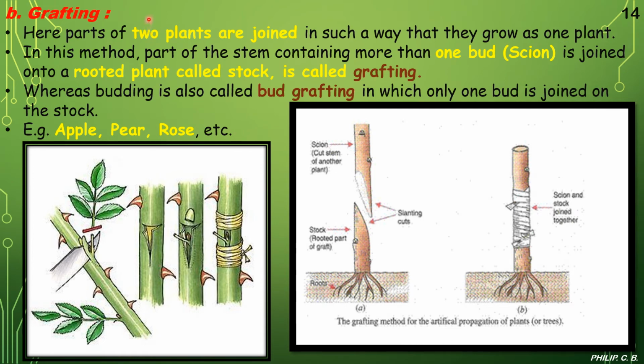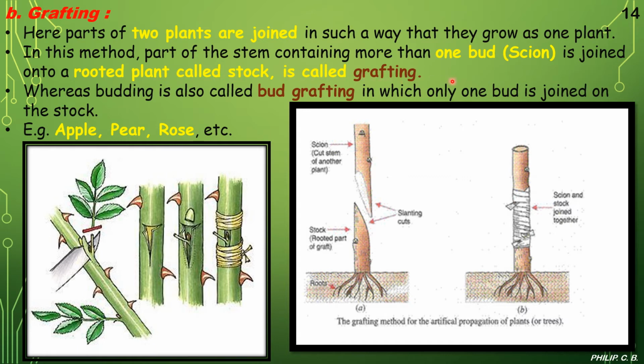Now second type is grafting. Here, as the name grafting, two different parts are grafted and made into a new species. So first point, here parts of two plants are joined in such a way that they grow as a single plant or one plant. So two parts of the plant is taken and joined. By joining them, new plant species is formed. In this method, part of the stem containing more than one bud, that is scion, is joined onto a rooted plant called stalk, which is called as grafting.